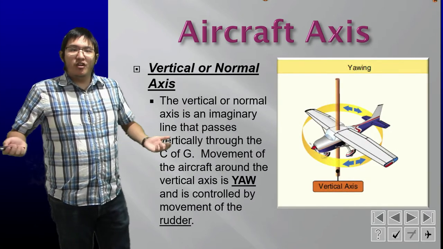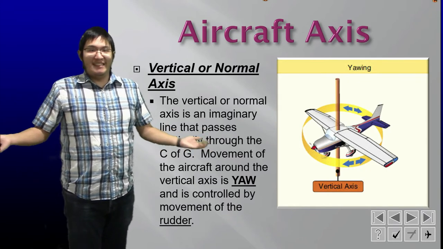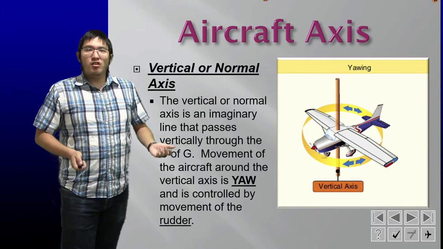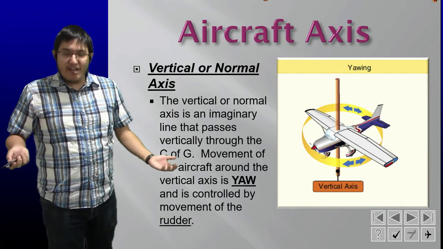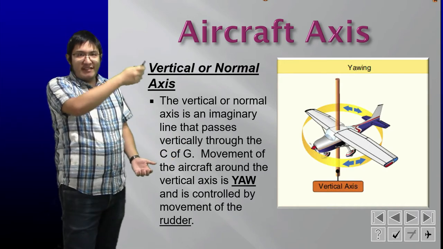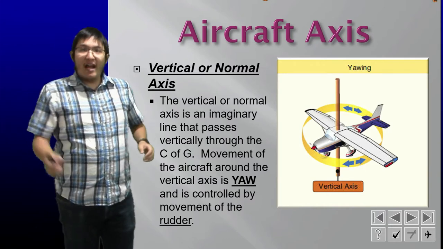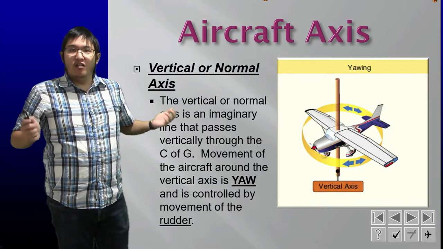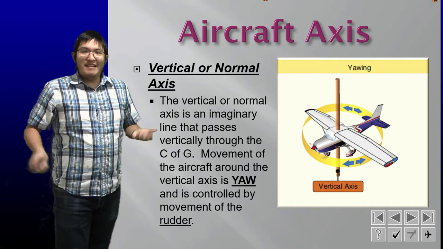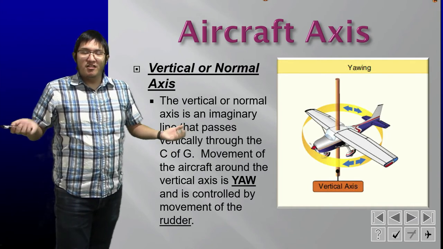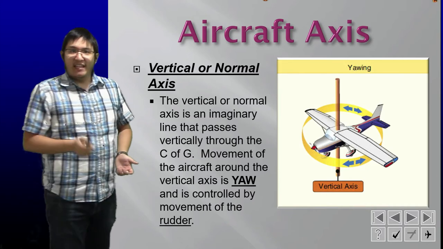And finally, we have the vertical or normal axis. Since we're working in 3 dimensions, we need 3 axes. The vertical axis, also known as the normal axis, is the imaginary line that goes from the top through the center of gravity and down. So movement around this axis is what we call yaw. When it comes to movement of and about, in this case it's just straight yaw. The only ones that work with of and about are the longitudinal and the lateral axis.